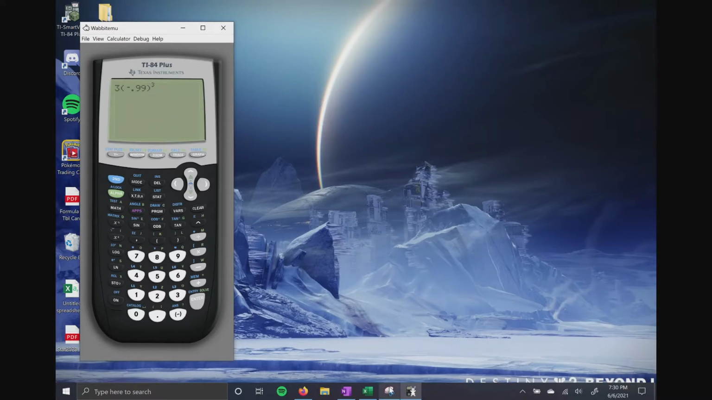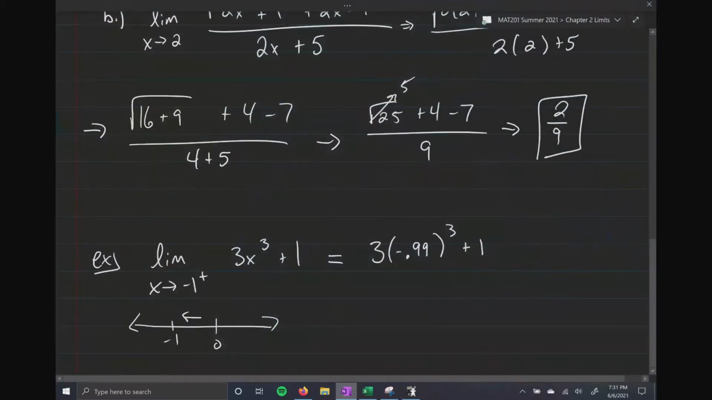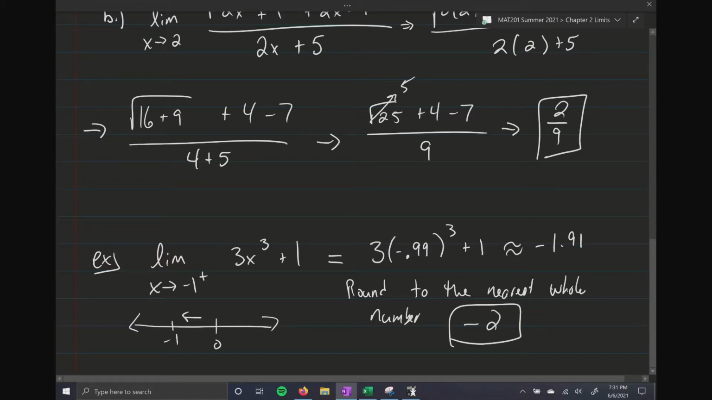And then I forget, was it +1 or -1? +1, perfect. So this looks like it's negative 1.91. So it's approximately negative 1.91. Depending upon what the directions say, make sure you read the directions. If it says round to the nearest whole number, I'm going to call it -2. Okay? So that's how you calculate a one-sided limit.